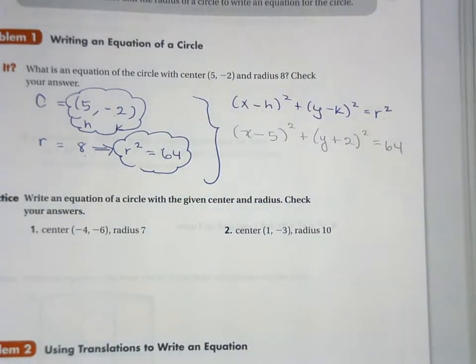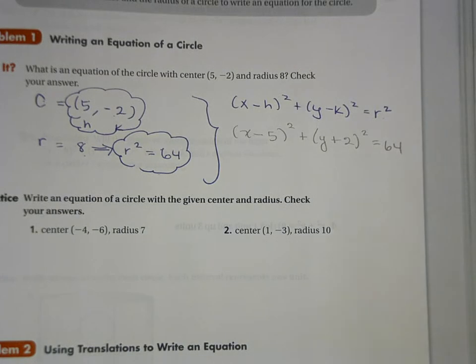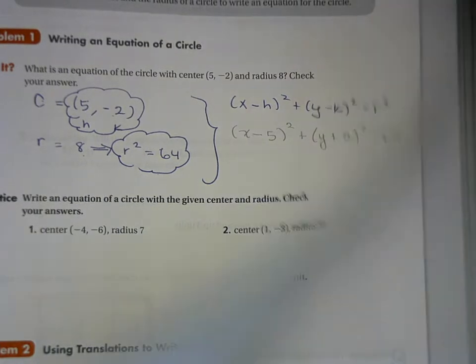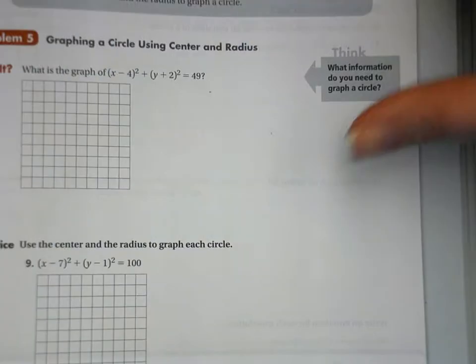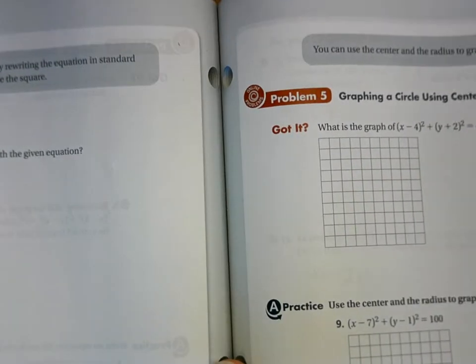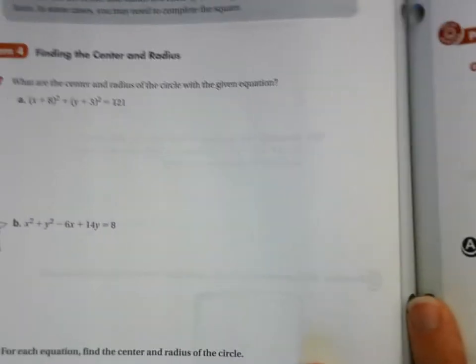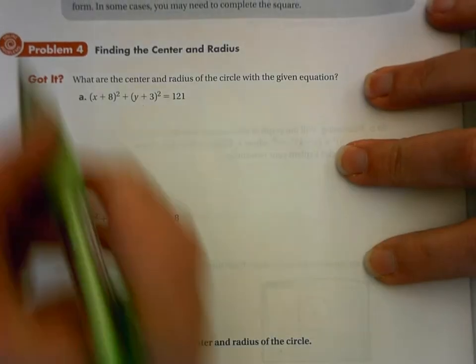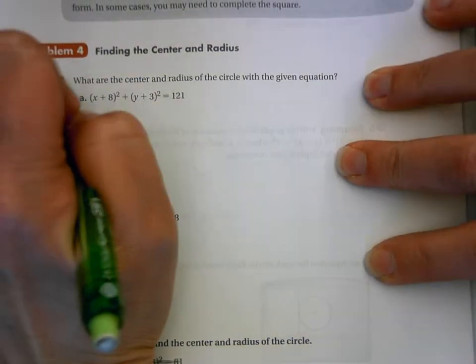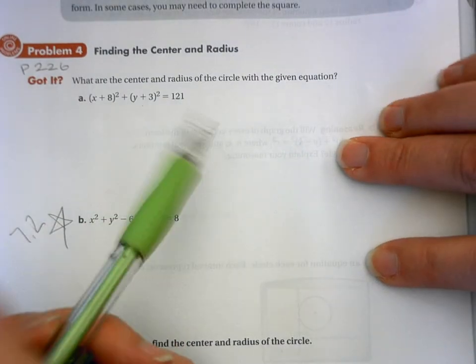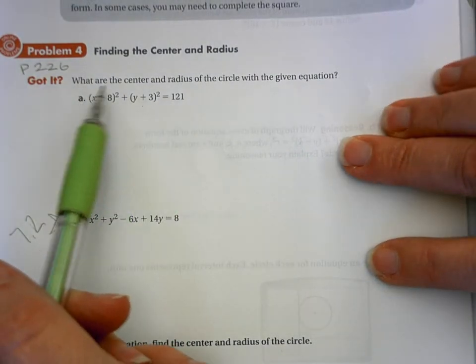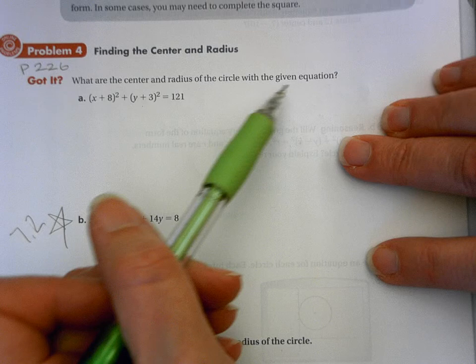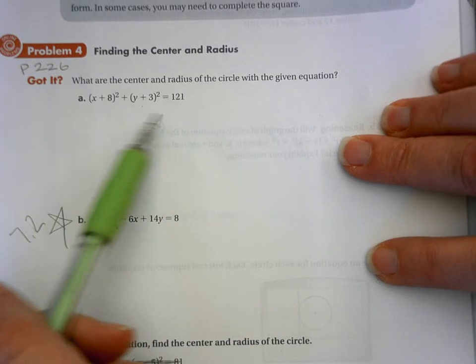Okay. Right, and then one more here, page 226. So this is for A. And they got it here. For this one, they want us to say, what are the center and radius of the circle with the given equation? So this time they give us the equation.